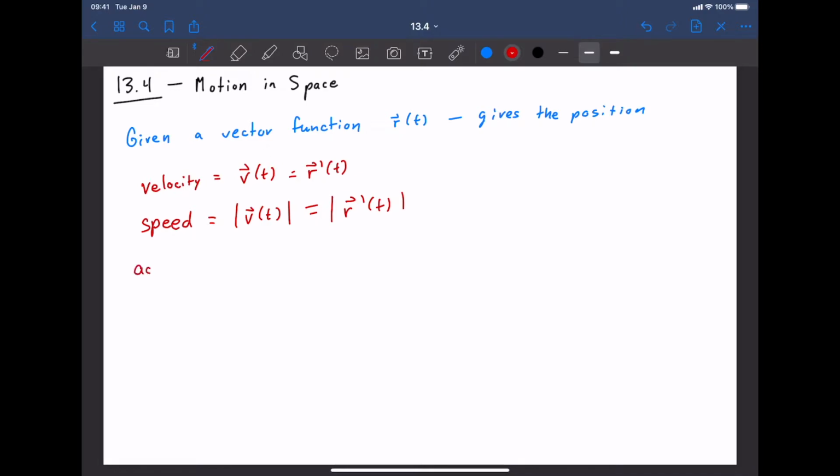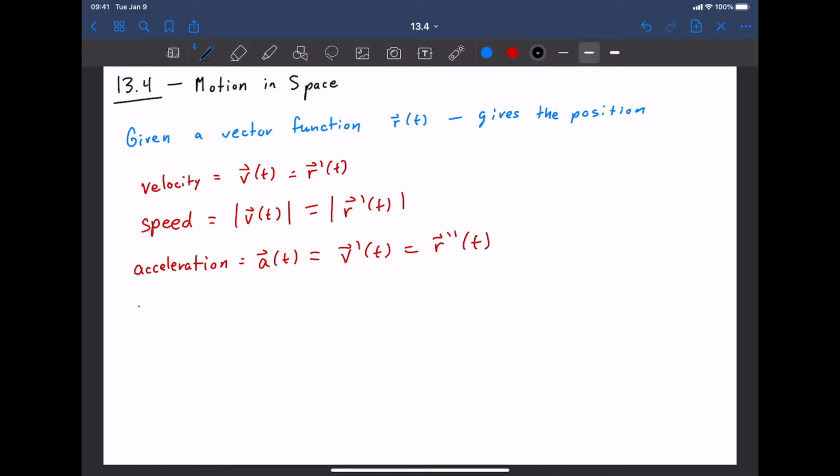And then we'd have acceleration. We'll call that a of t. This is definitely a vector. You can think of that as the derivative of the vector v, the derivative of velocity, or the second derivative of the position vector. So all pretty typical fare that we remember.